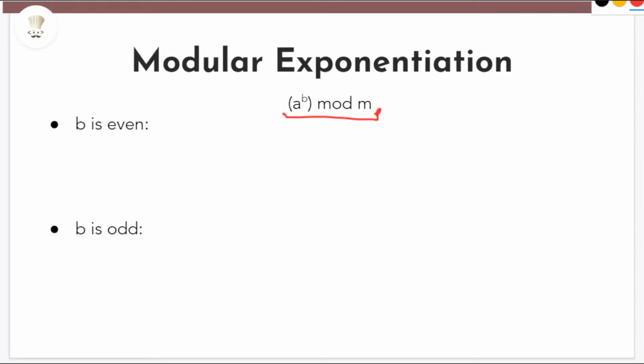So to improve that, we can use modular exponentiation code, which is similar to binary exponentiation which you might have seen before. This takes big O of log b time. This also goes by the name of repeated squaring paradigm. So what you are doing is, basically, if b is even, you are breaking a to the power b mod m as a to the power b by 2 into a to the power b by 2 mod m.